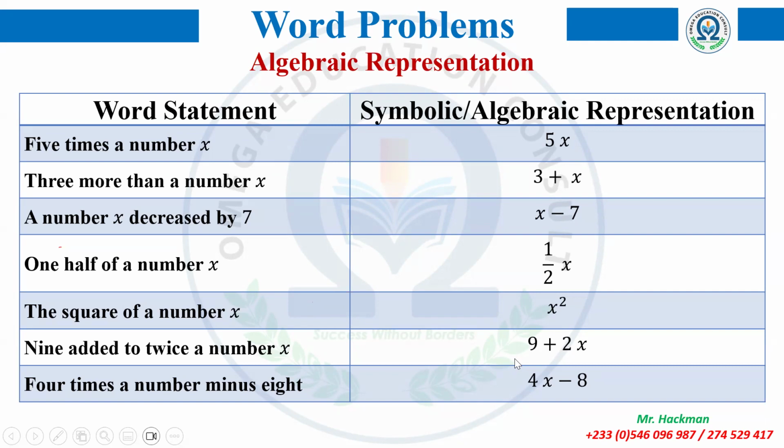So plus 9. So it will be 9 plus 2x. So 9 added to twice the number x. So it's the same as 2x plus 9. You know, addition is commutative.